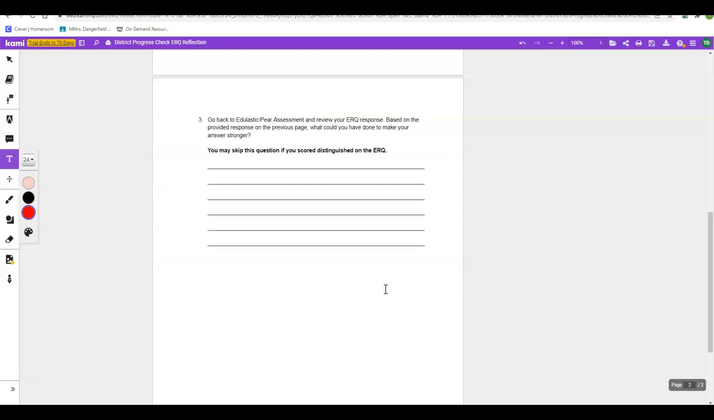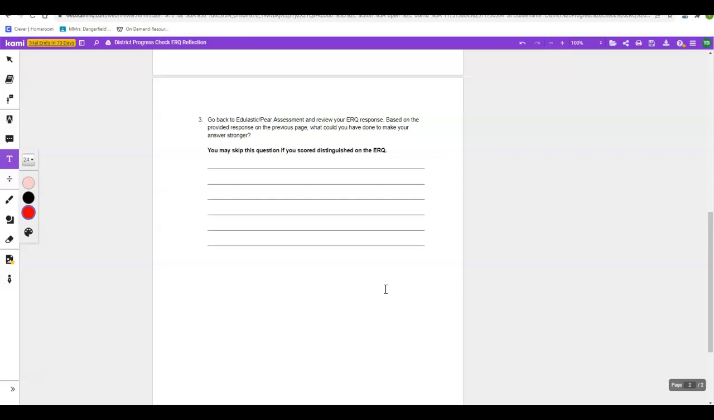I want you to look at the example that we just did together, and I want you to tell me something that you could have done to make your answer stronger. Did you need to give more detail in your E2? Did you leave out your second piece of evidence? Did you not cite evidence directly from the text? I don't know. It's up to you. It depends on what you typed on EdgeElastic, but I want you to check that out and then finish question number 3 by telling me what you could have done to make your answer better.